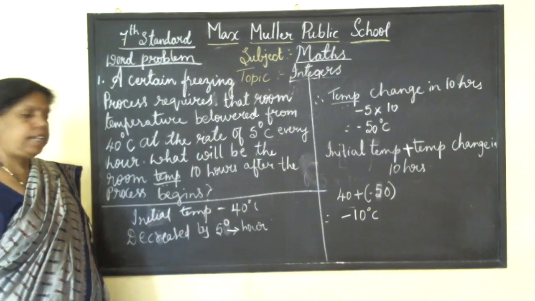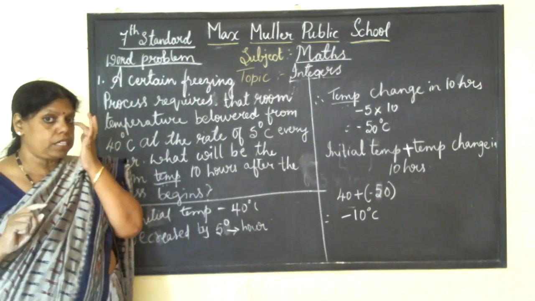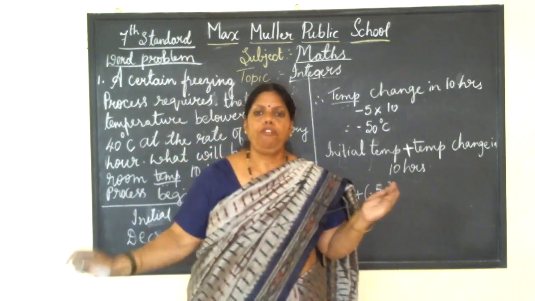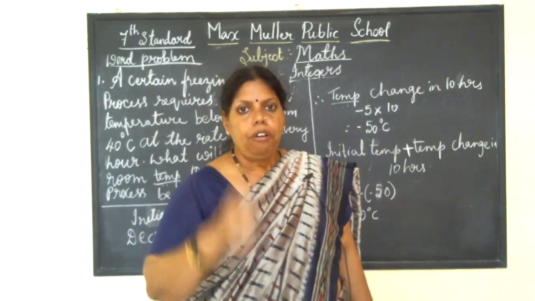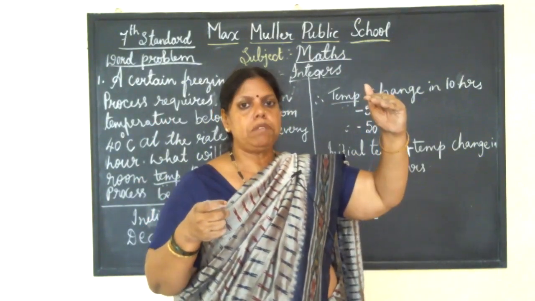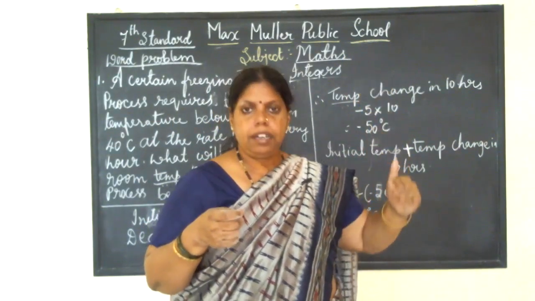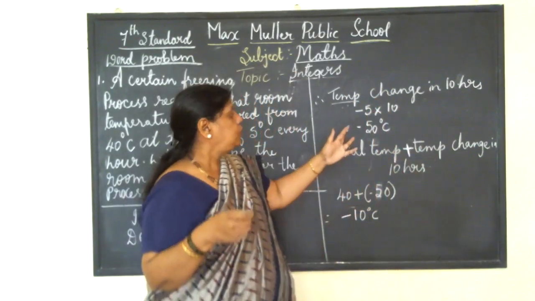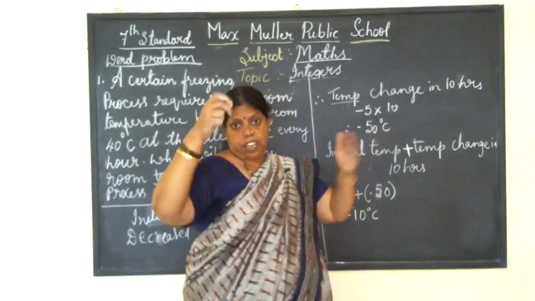See here, once more I will teach you this one. First temperature, room temperature was 40 degree. Okay, children. Then what did they do? They set up the freezing point after 1 hour, it should come down by 5, -5. Now 40. After 1 hour, it becomes 35. After another hour, 30. Like that, it is decreasing. So -5 into 10. How much after 10 hours? -50 degree it will come out.